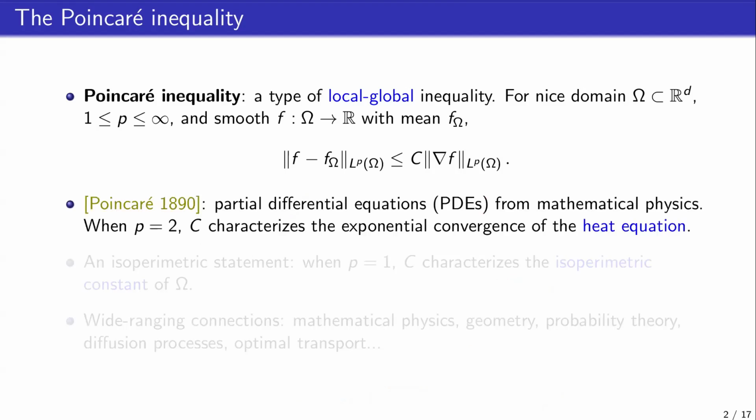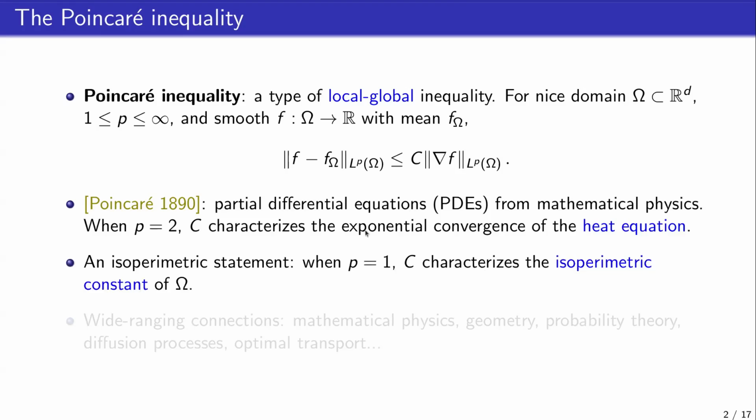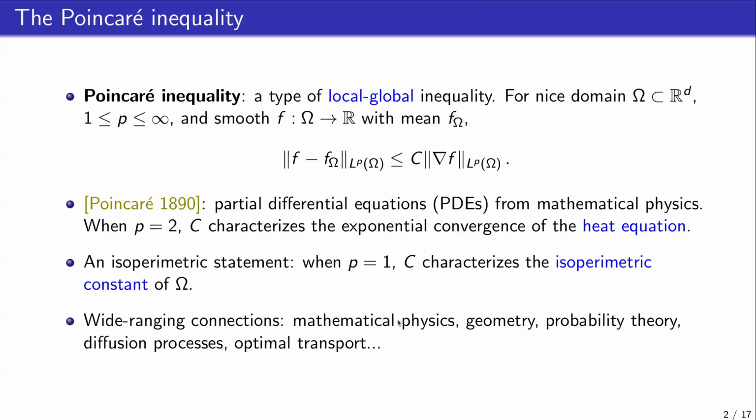This inequality is very widely studied, has a long history and many connections. It started with Poincaré himself studying partial differential equations, PDEs, that arise in mathematical physics. In particular, it characterizes something about the convergence of the heat equation, and I'm going to go back to that. If you choose different parameters like p equals 1, it also characterizes something called the isoperimetric constant of your domain, and is connected to expander graphs and Cheeger inequalities, for example, and many more connections in mathematical physics, in geometry, probability theory, and so on. Okay, so this is a very important concept.